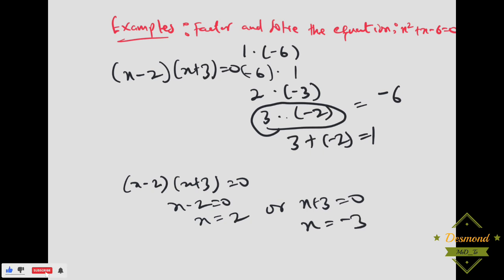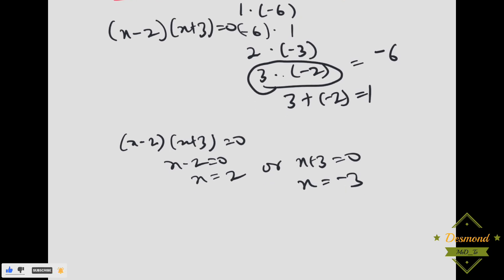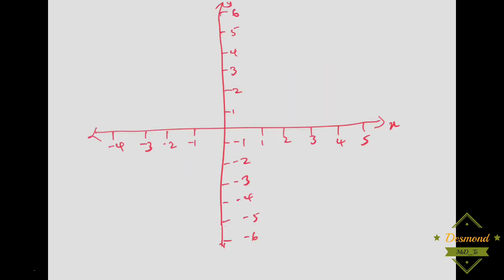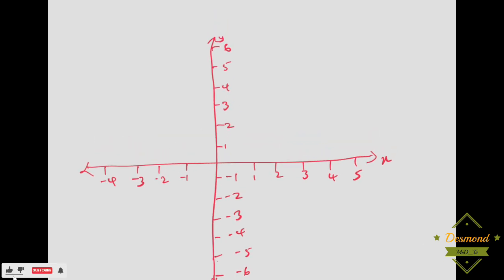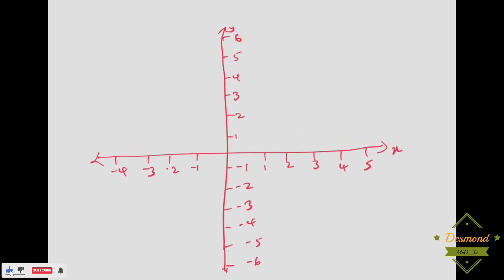So the two solutions are 2 and negative 3. Now let's look at how this solution relates to the graph. So I have my graph here. Let's plot the solutions onto it. We have negative 3 and we have 2. Those are our solutions. Now let's plot the quadratic graph on that.